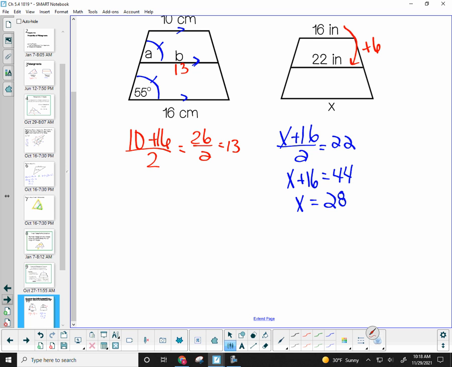It increased by 6, right? Okay, well, we need to do that again if it's going to be exactly in the middle. So if I increase by 6, what's 22 plus 6? 28. So we can get that same answer.